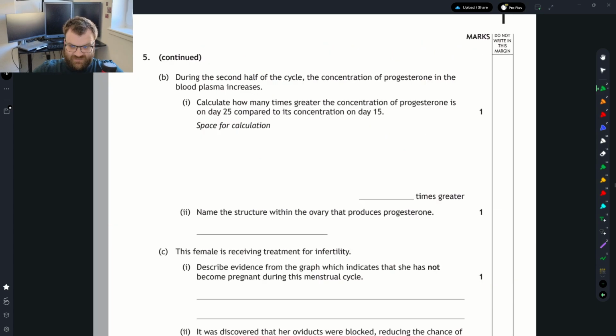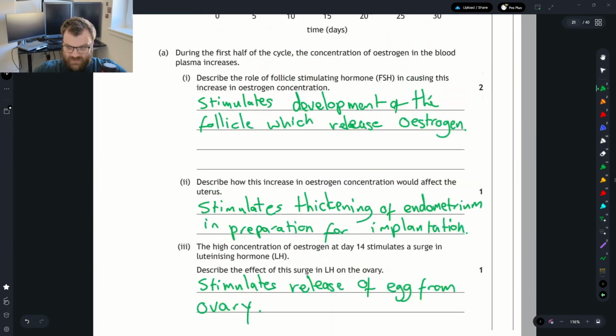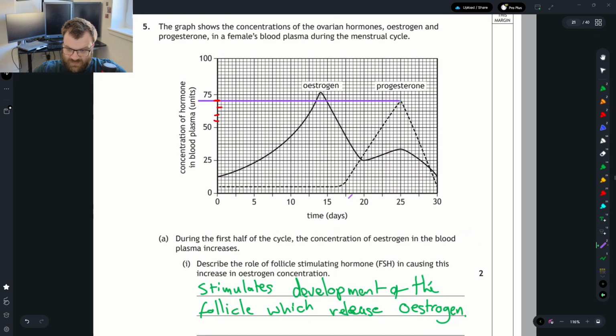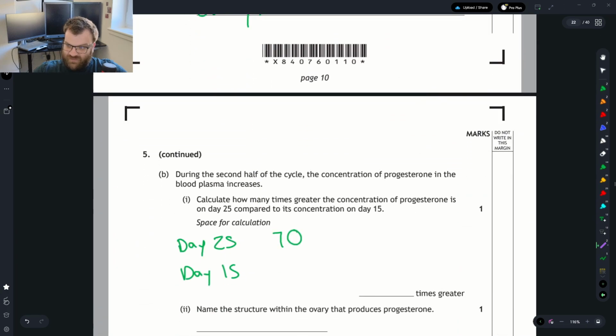Calculate how many times greater the concentration of progesterone is at 25 compared to 15. So progesterone at 25, there, let's run that across. Okay, so what we're jumping up in here. Now, the way I'm looking at this, I'd probably do it in every 2. This must be 5 for day 15. Progesterone all the way down here. So every 2 is 5, so 5.